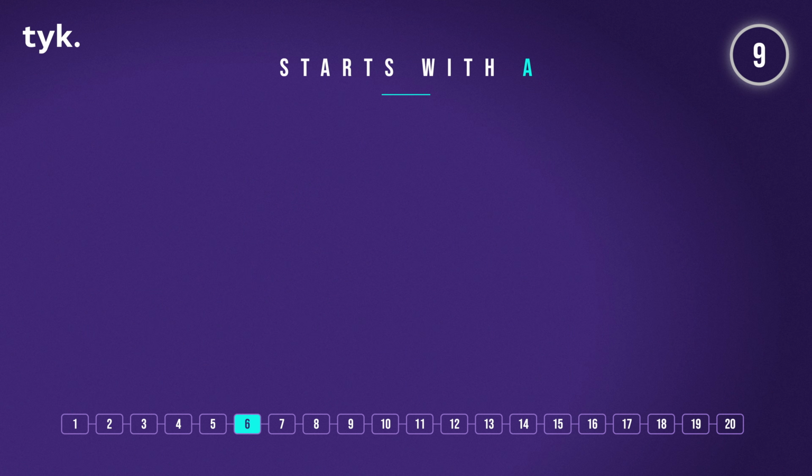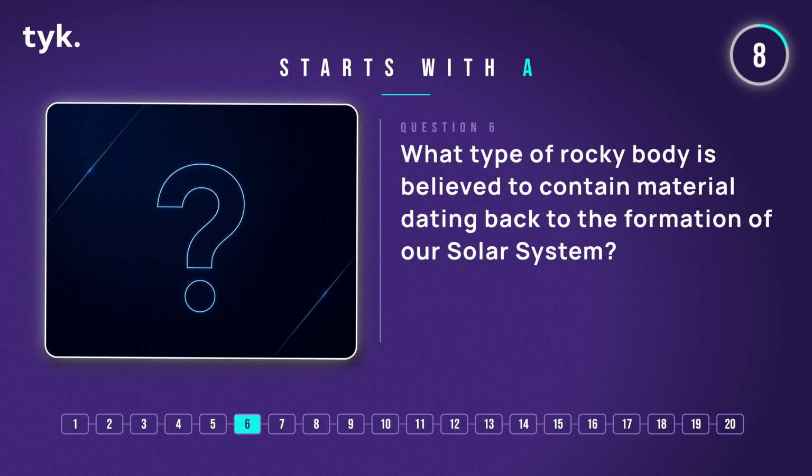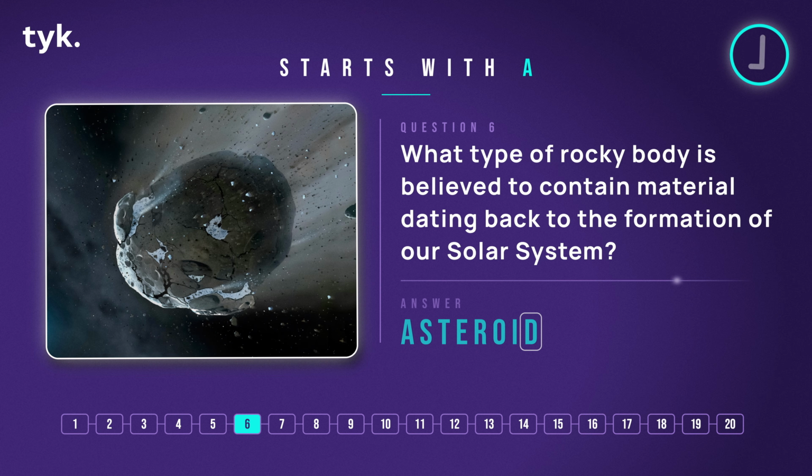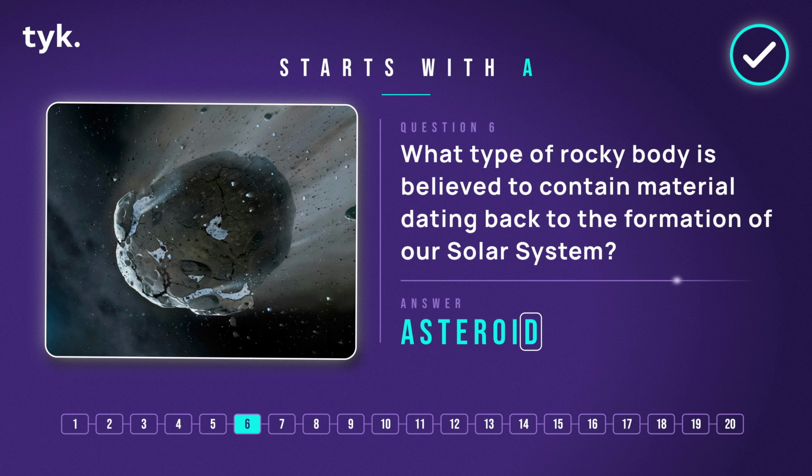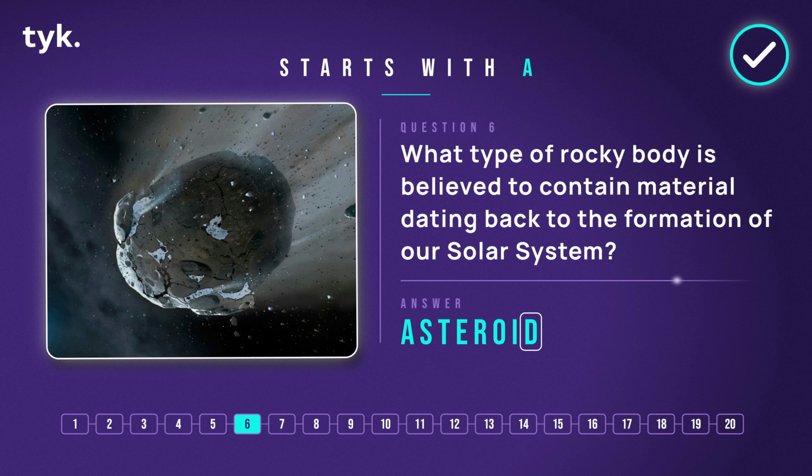Let's keep going. What type of rocky body is believed to contain material dating back to the formation of our solar system? The correct answer is an asteroid. Many asteroids are over 4 billion years old, making them some of the oldest objects in the solar system.